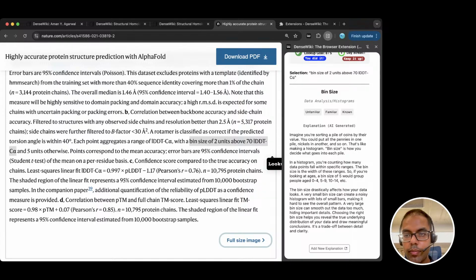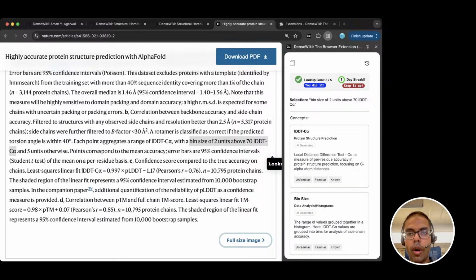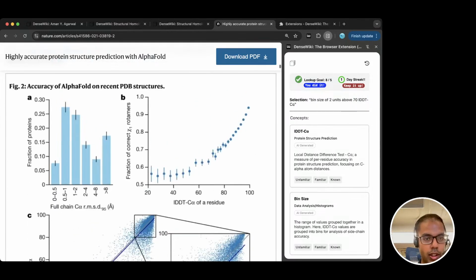Okay, it's basically like 2 units above 70. So they're basically using different bin sizes for the histogram. Wow, okay. I should have known this because this is basic statistics stuff, right? For a histogram. I somehow got lost in the details.